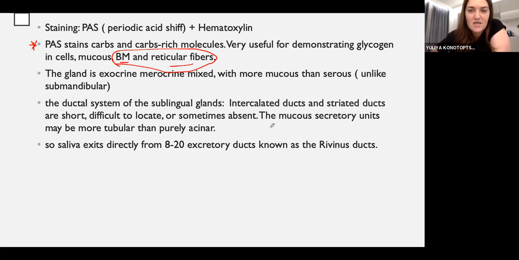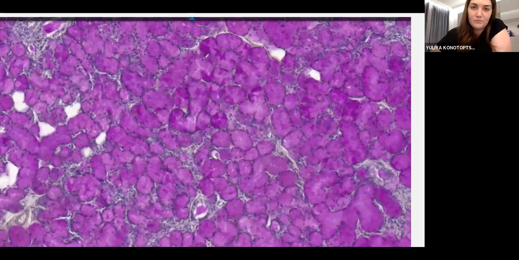Do not forget, intercalated and striated ducts are almost gone, okay? They're not there, they're super short. The amount of excretory ducts is a lot, 8 to 20. How do we call them? We call them Rivinus ducts. So what are those?